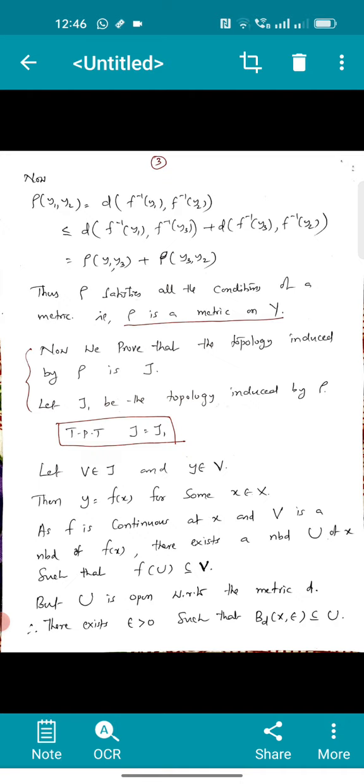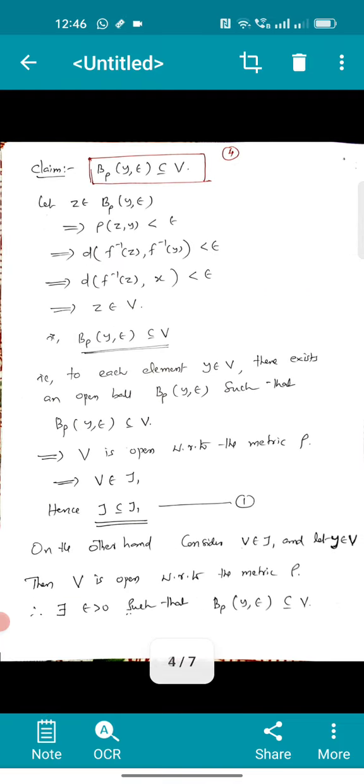Then y can be written as f(x) for some x in X. As f is continuous at x and V is a neighborhood of f(x), there exists a neighborhood U of x such that f(U) is a subset of V. That we have studied last class. But U is open with respect to the metric d. Therefore, there exists epsilon greater than 0 such that B_d(x, epsilon) is a subset of U. We claim that B_rho(y, epsilon) is a subset of V. It is an open ball of the form B_rho(y, epsilon), about y with fixed radius epsilon, that must be a subset of V.